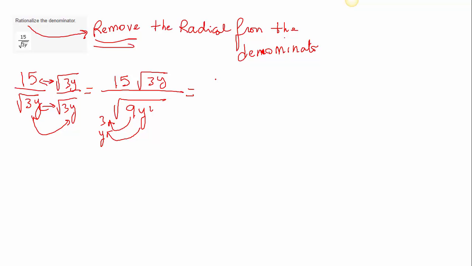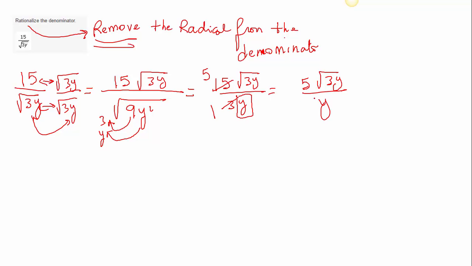So here's the final answer, 15 square root of 3y over 3y. Is it the final answer? Looks like we can simplify more. What is 15 divided by 3? That's a 5. So the final answer would be 5 square root of 3y over y. So 15 is 5, 3 is 1. Divide up and down by 3. 15 by 3 is 5, 3 by 3 is 1. So y is left in the denominator by itself, and in the numerator we have 5 square root of 3y.